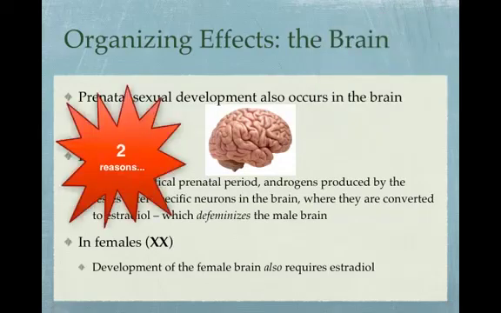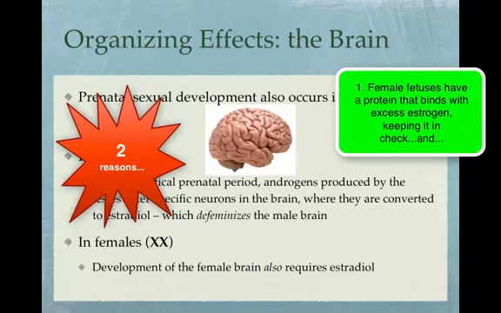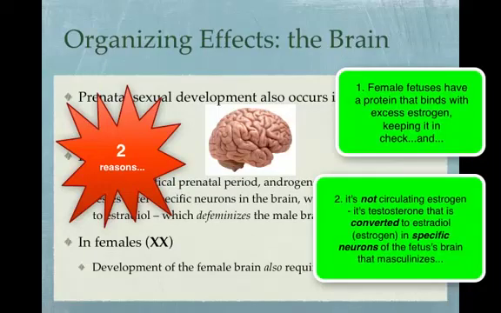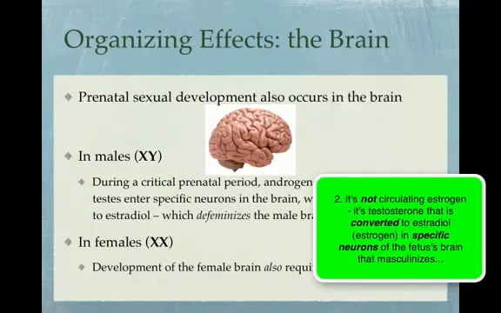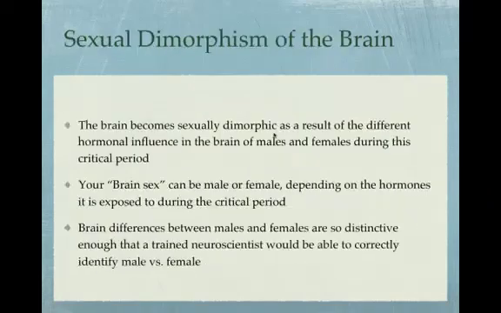For females, there's actually a protein circulating in the bloodstream that binds with the estrogen and keeps it from entering the brain and masculinizing it. But moreover, what's more important is it's not free circulating estrogen in the fetus that gets into the brain and starts to masculinize the brain. It's actually testosterone that enters specific neurons in the brain where it's converted to estrogen or estradiol. So the brain becomes sexually dimorphic as a result of these different hormonal influences during this critical period.